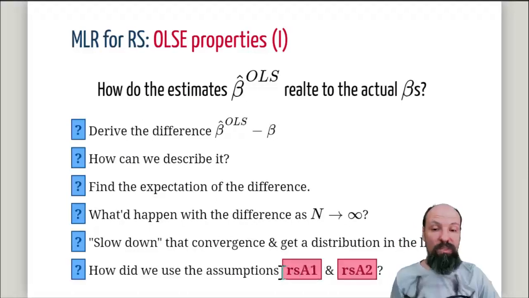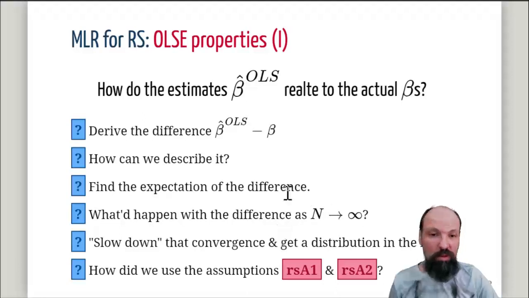And how are those assumptions related here? Yeah, without the second assumption of uncorrelatedness, we don't get unbiasedness. We don't get this zero difference. We might get that, but usually not.